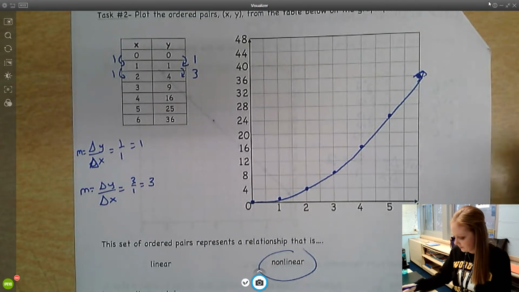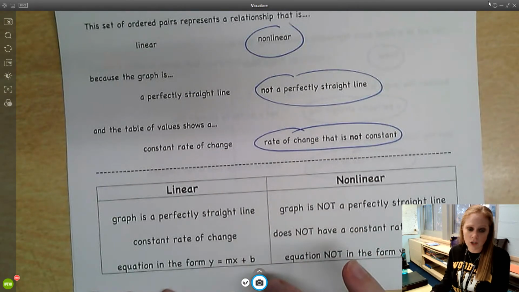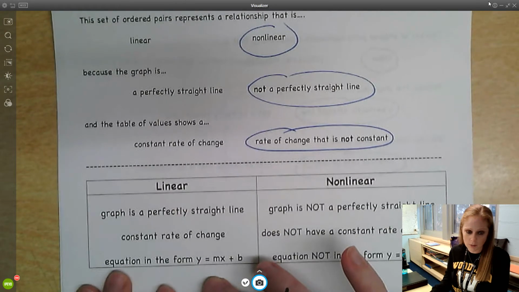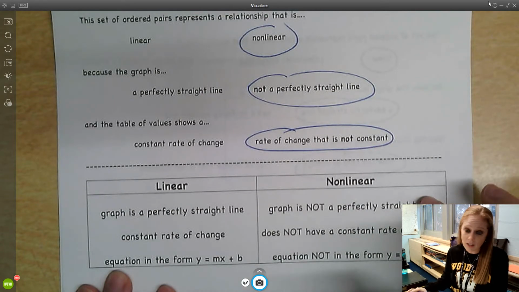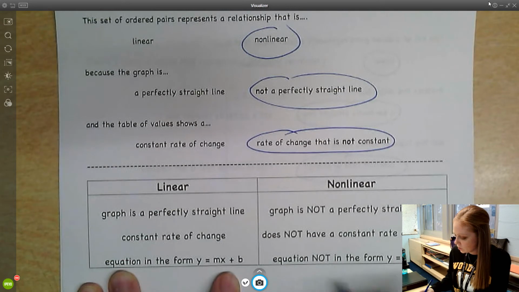It is not linear. For linear, we have a perfectly straight line, a constant rate of change, and an equation in the form of y equals mx plus b. For nonlinear, you're not going to have a straight line. It's going to be a curve. It will not have a constant rate of change, and the equation will not be in the form of y equals mx plus b.